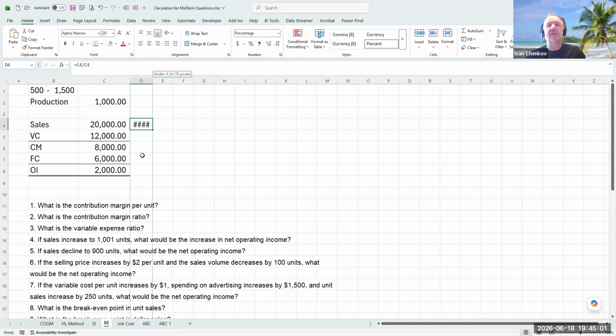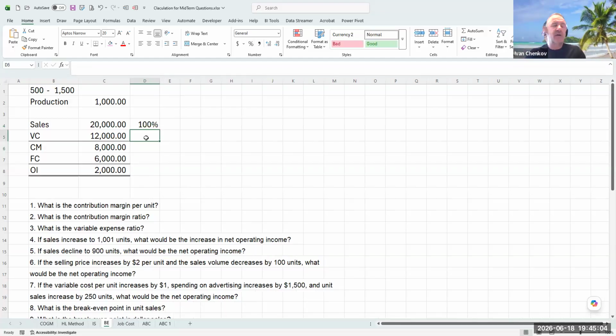Okay, that's great. So now we start expressing everything as a percentage of sales. Variable cost out of sales is 60%. So what's left for the contribution margin is 40%. How are you going to get it? Is it 8 divided by 20 or 100 minus 60? It doesn't matter. It's always going to be the same. So we get that one, 40%. What else can we get?